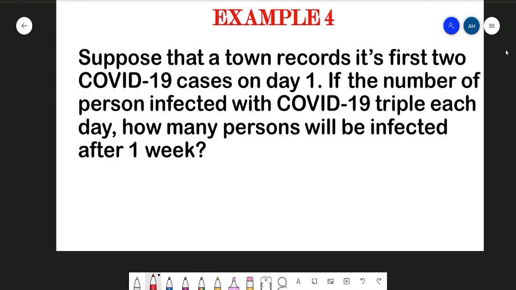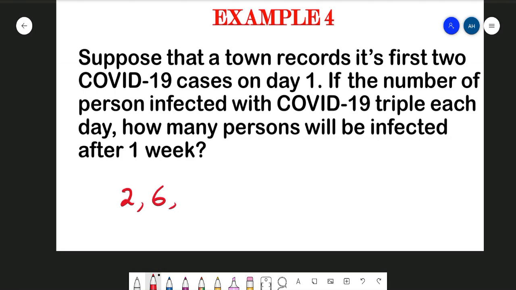Example number 4 says this: suppose that a town records its first 2 COVID-19 cases on day 1. If the number of persons infected with COVID-19 triples each day, how many persons will be infected after 1 week? So maybe we need to list the number of persons infected by COVID-19 day by day. On the first day, in this town, only 2 persons are infected, and it triples each day. So the next day will be triple of 2, 2 times 3, that is 6.